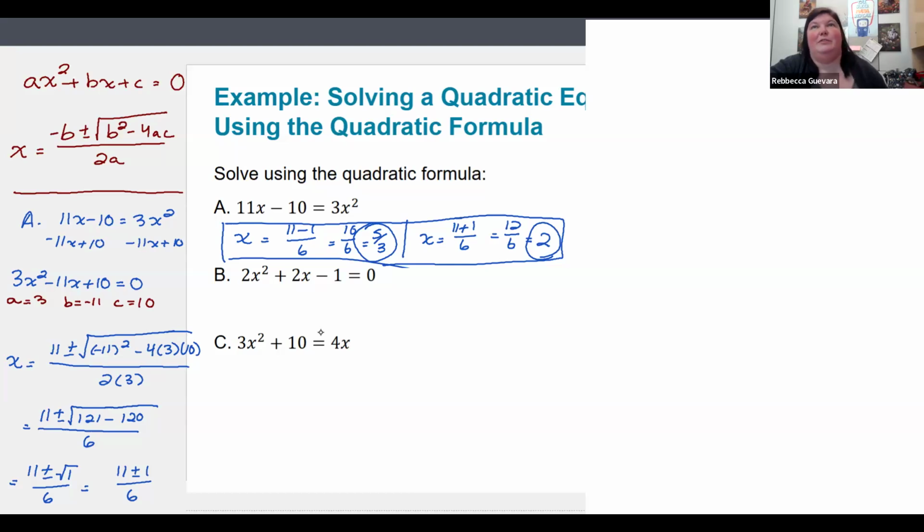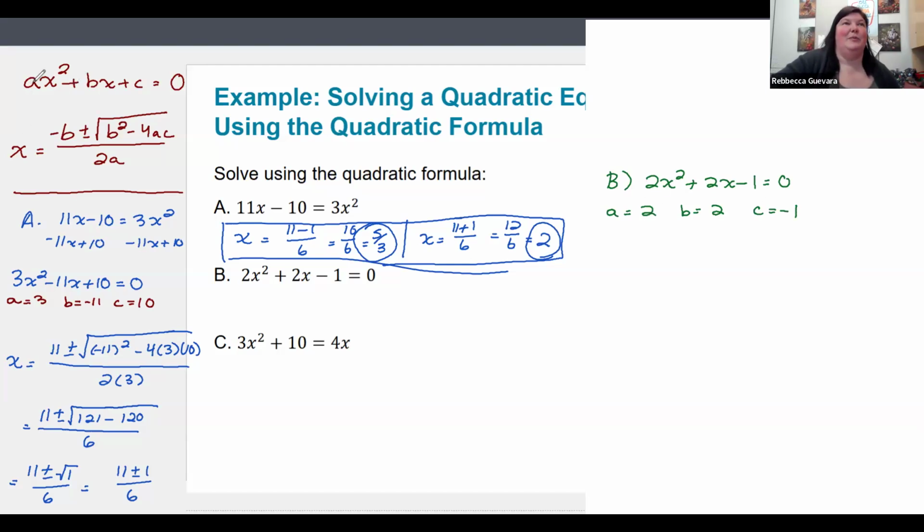So for b, we already have this in the form we need. Let me write this right down here, because I remember my camera doesn't show up right here. We already have 2x squared plus 2x minus 1 equals 0. So my a is 2, my b is 2, and my c is negative 1.